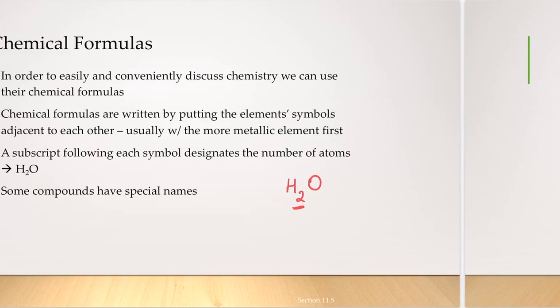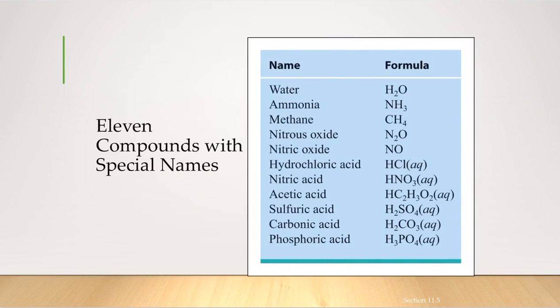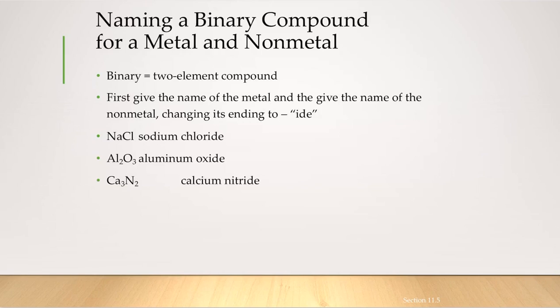Say, for example, if you take NH3, that's not going to be called water. So here are some common compounds which have special names. So water, H2O, which is actually called dihydrogen monoxide, but water is the common name that we use. And ammonia, methane, nitrous oxide, nitric oxide, hydrochloric acid, nitric acid, acetic acid, sulfuric acid, carbonic acid, phosphoric acid. These 11 compounds have special names.